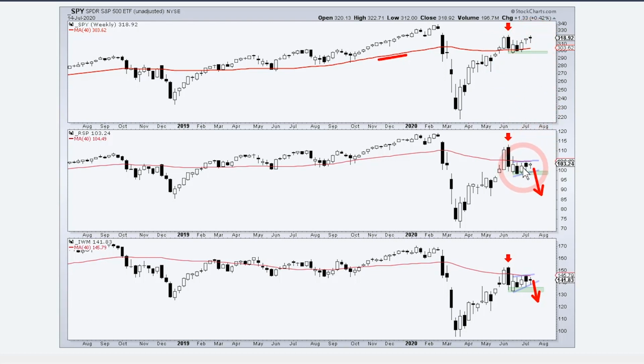Yeah, the evidence is more mixed for RSP and IWM, but as I'm going to show later, we've got some Bollinger Band contractions going on here, and that could lead to an upside breakout that we need to watch out for.